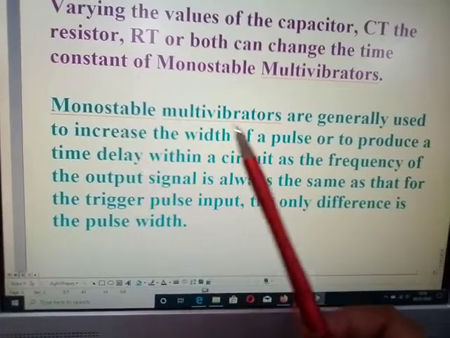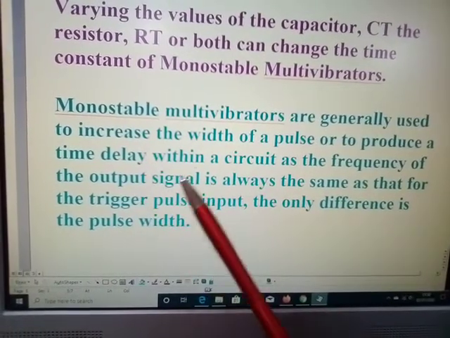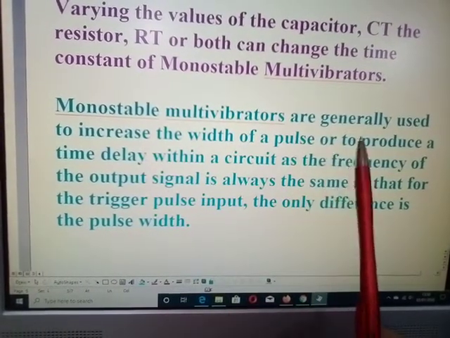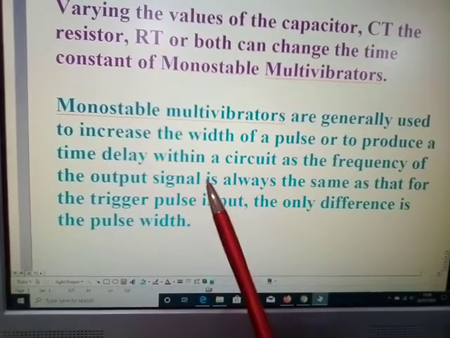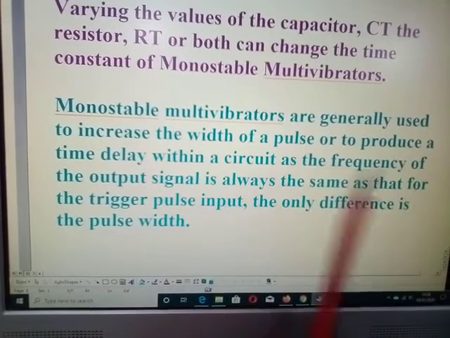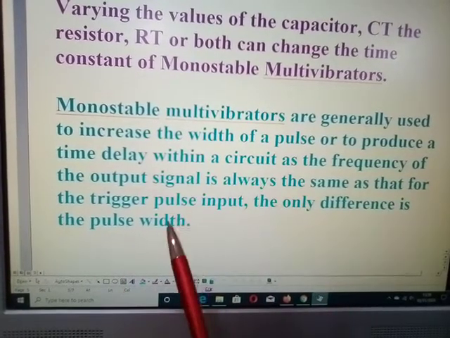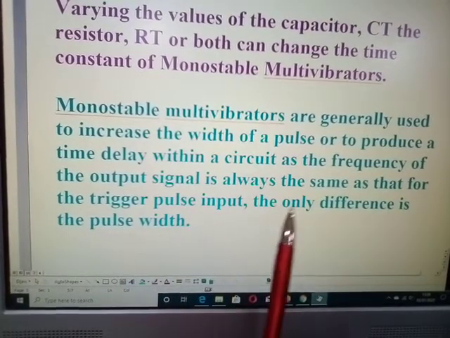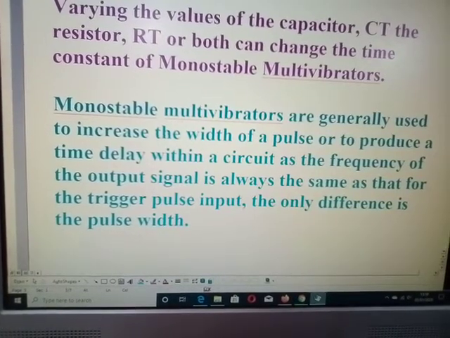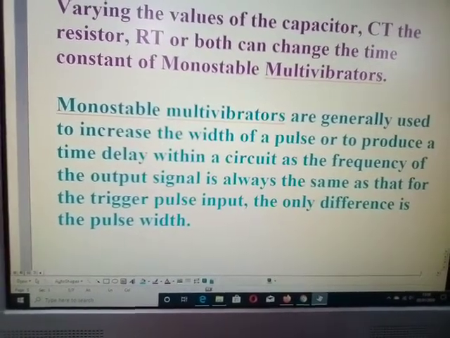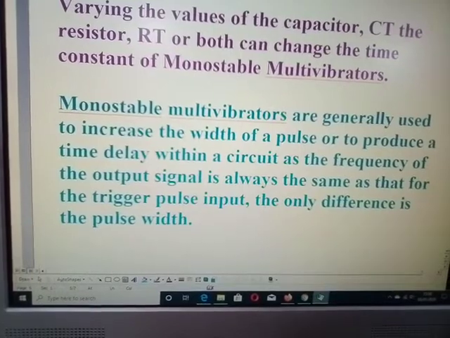Monostable multivibrators are generally used to increase the width of a pulse or to produce a time delay within a circuit, as the frequency of the output signal is always the same as that of the trigger pulse input. The only difference is the pulse width, and you can see what I mean in a moment in regards to the pulse width.